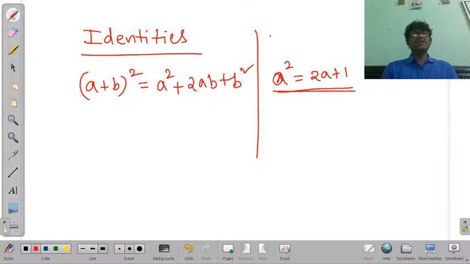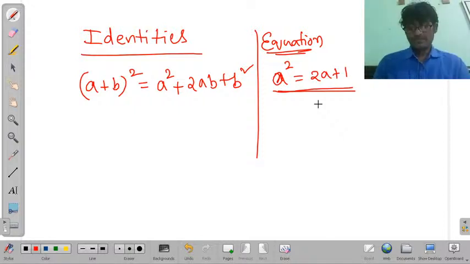Okay. Now a square minus 2a plus 1, we say this one as equation. This is an equation. What is the difference between this identity and this equation? Can anybody say? Yes, Sunita Lanka, a minus b whole square you are saying, okay. What is the difference between identity and the equation?